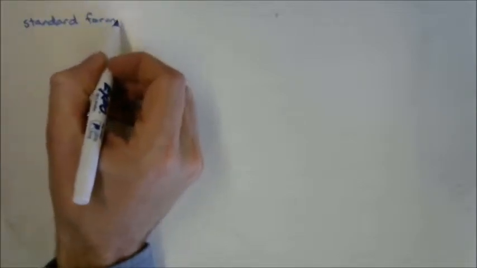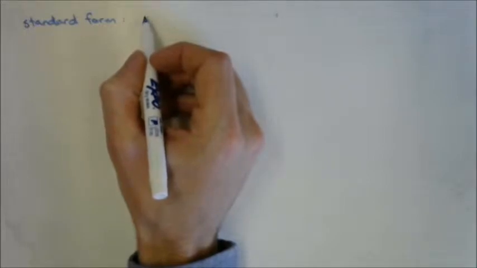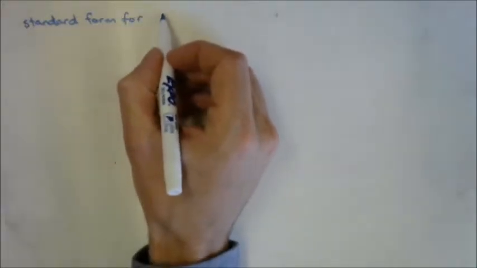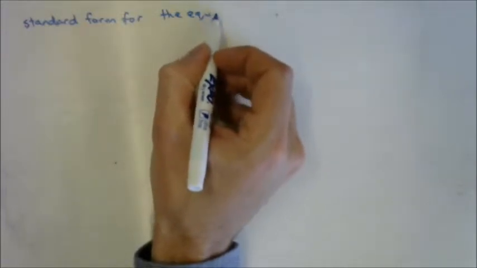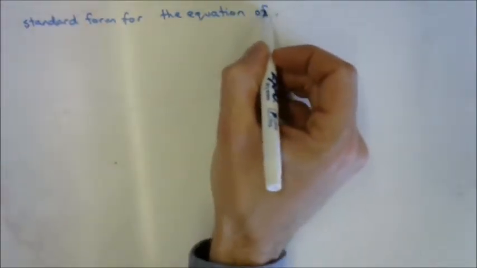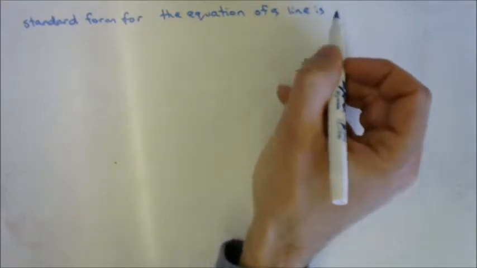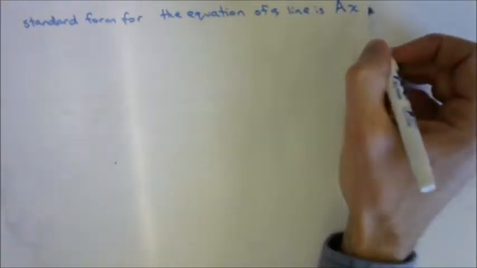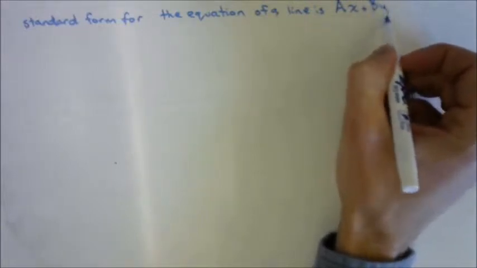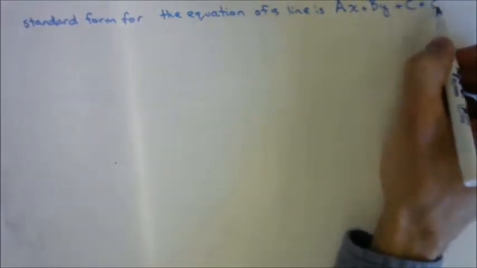So y equals mx plus b, I can represent that line in the form ax plus by plus c equals 0 as well. So here we go. We're going to take a few notes at the top of our page. Standard form for the equation of a line is capital A times x plus capital B times y plus c equals 0.